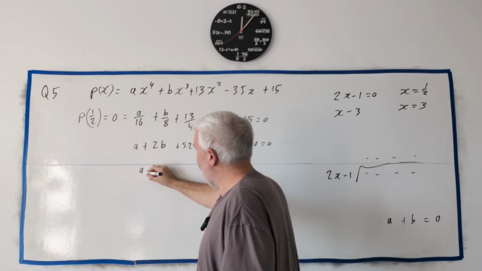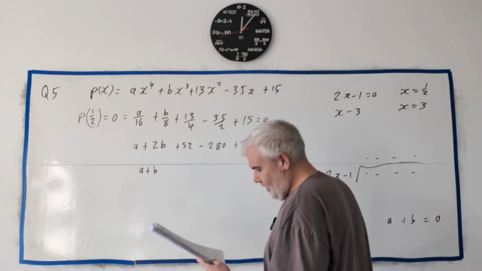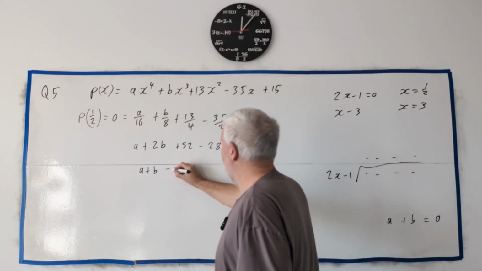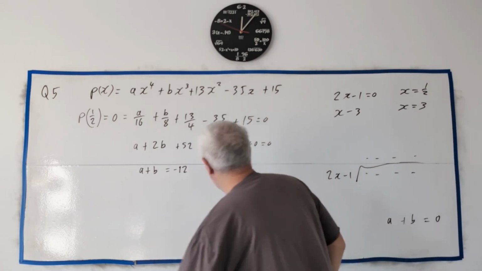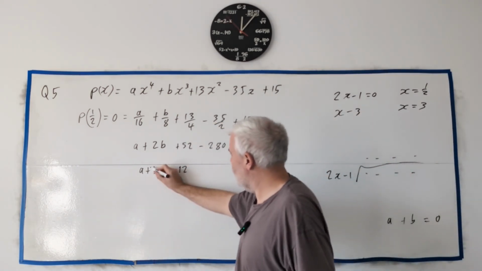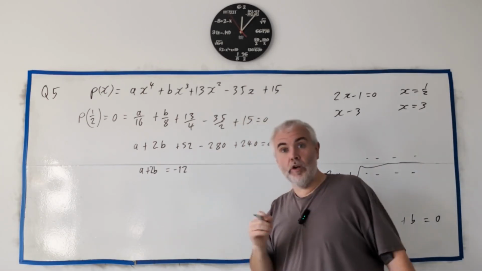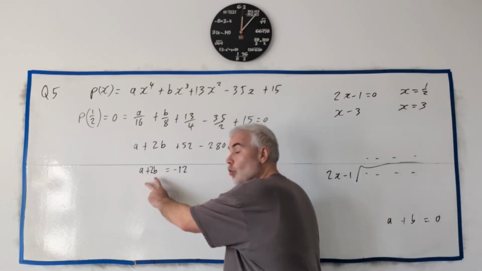Again, we can clean this up a little bit. A plus 2B. Move everything over to the right-hand side, and we'd get minus 12, I believe. Let me just double check that. Yeah, looks about right, minus 12. Sorry, I'm missing something here, 2B. So that's one of our clues, which has given us this equation with two unknowns.